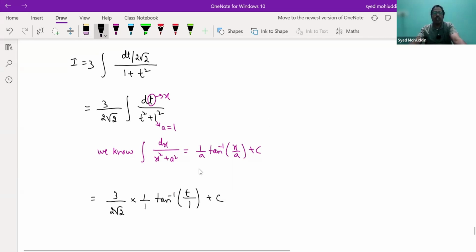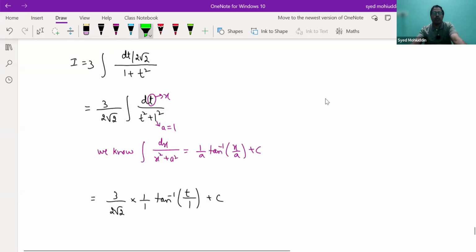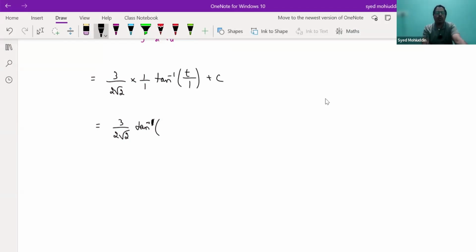But what is the value of t I have taken here? T I have taken as root 2 x square. So you can write down root 2 x square over here. That's the value of t plus the constant of integration c. So that will be the required solution.